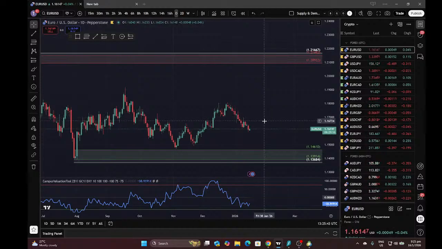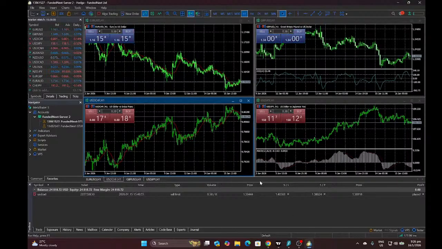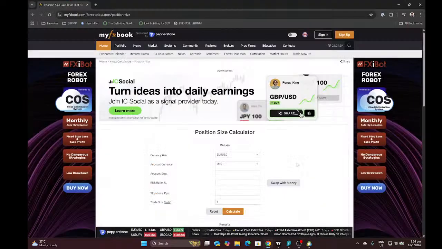Fundamentally, I will still be showing how I trade supply and demand. The indicator is just an additional tool to give me additional confluence before I place my trade. Besides my charting tool, I have MetaTrader, which I use to place my trades. It's actually one of the platforms that I can use for my Funded Next account trades. The last tool I have is the position size calculator from FX Book.